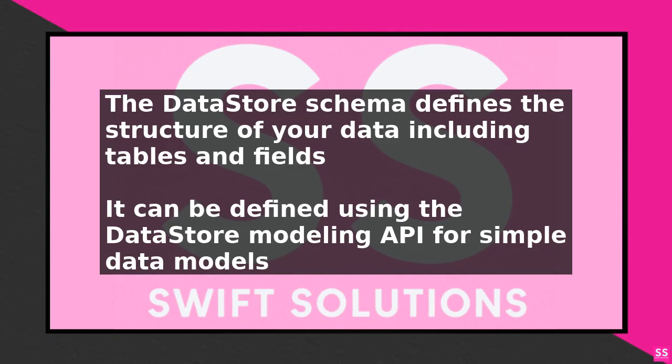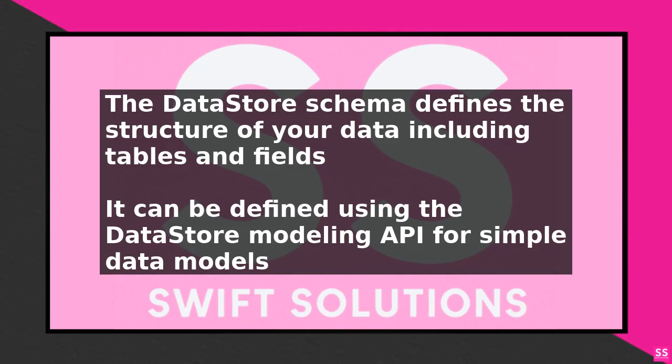To use offline data access, you need to configure your DataStore instance to cache data locally on the client device. This allows your application to store and retrieve data even when the user is offline, and provides a seamless user experience when the user comes back online.